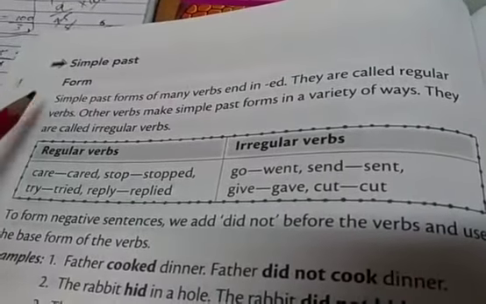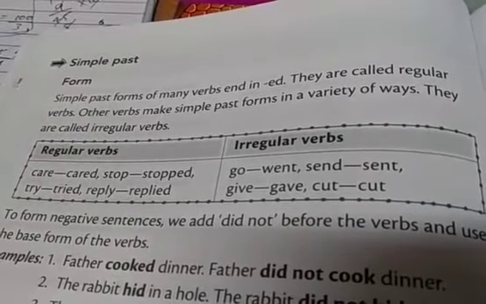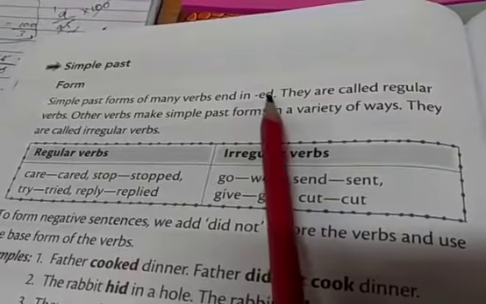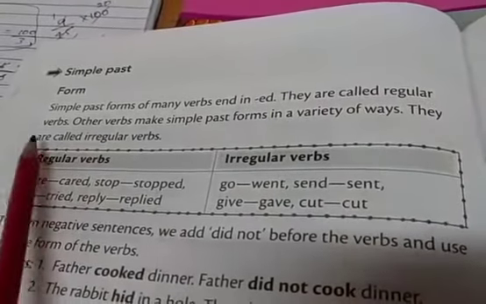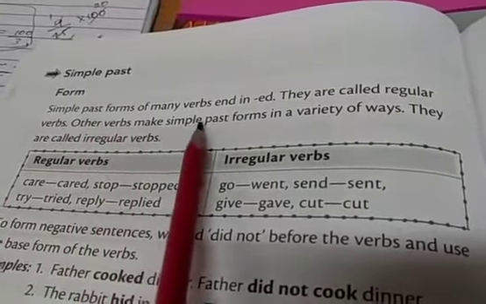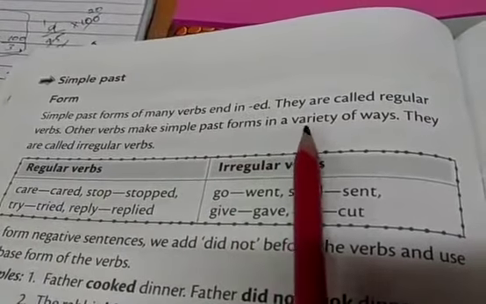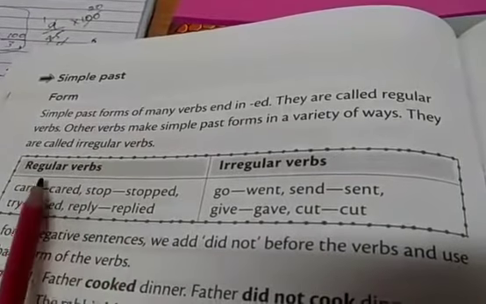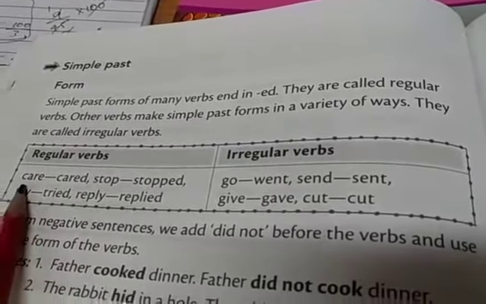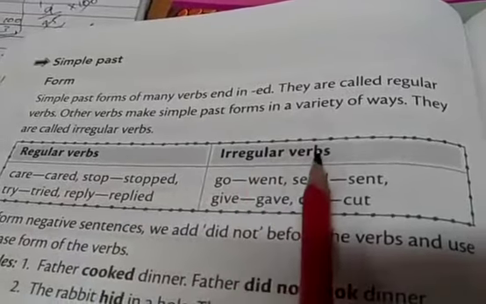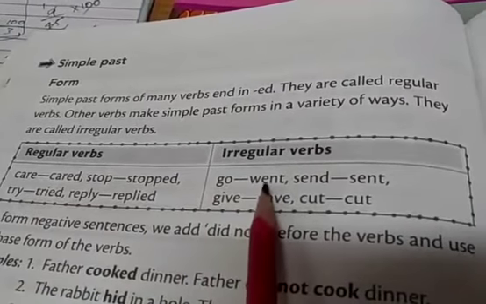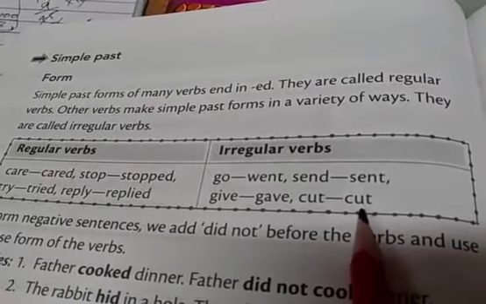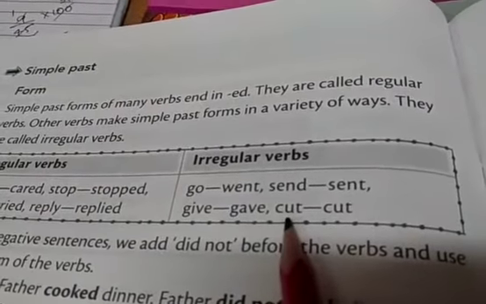Now we have simple past form. Simple past forms of many verbs end in ed. They are called regular verbs. Other verbs make simple past forms in a variety of ways. They are called irregular verbs. A regular verb example is care, cared. An irregular verb is go, which becomes went. Cut is cut itself. You shouldn't say cutted.